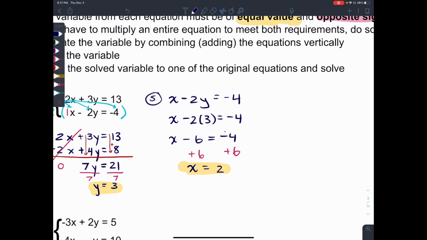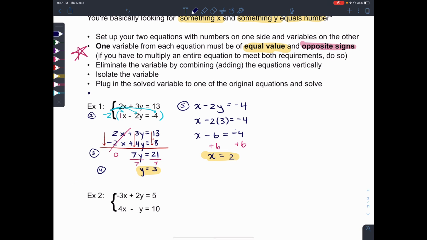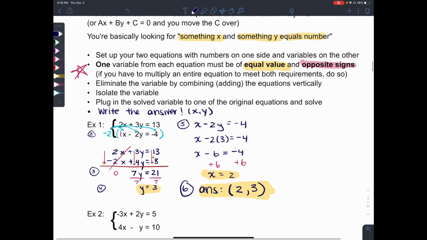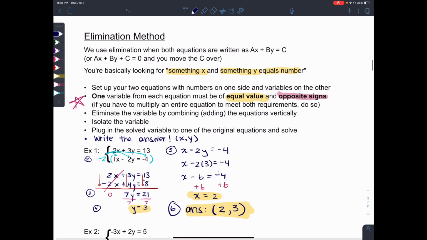And then when I wrote these notes, I forgot the most important step, which is write the answer. So step 6, our answer. Put our x first, 2, put our y second, 3. Usually with elimination, you will be dealing with a word problem. So you'll just end up writing the answer in words instead of writing out a coordinate.